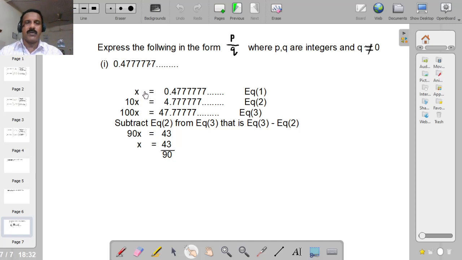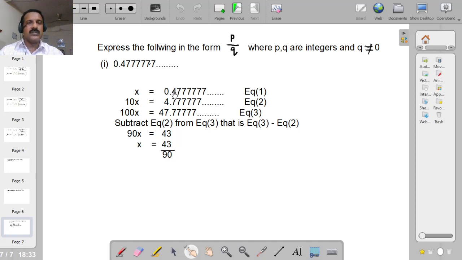Call it equation number 1. So we have assigned 0.4777 to some variable x. Then we will multiply equation number 1 by 10 raised to n. This n is determined by the number of non-recurring digits after the decimal point. Here is the decimal point, and 4 is not getting repeated again and again, and there is only one digit which is non-recurring.